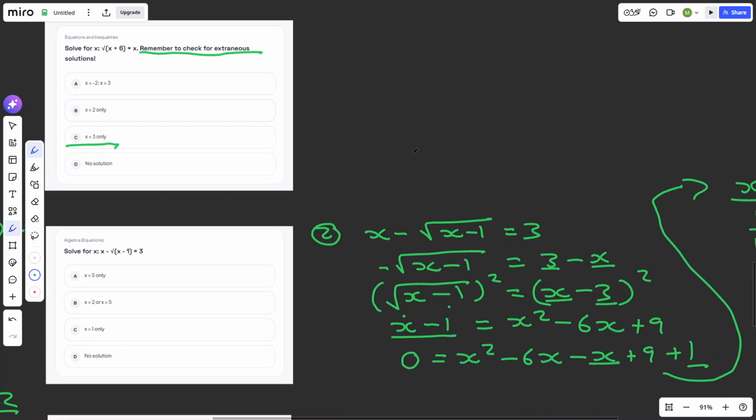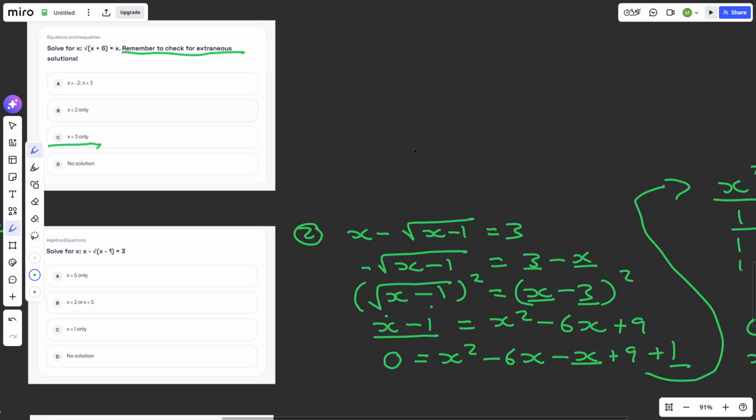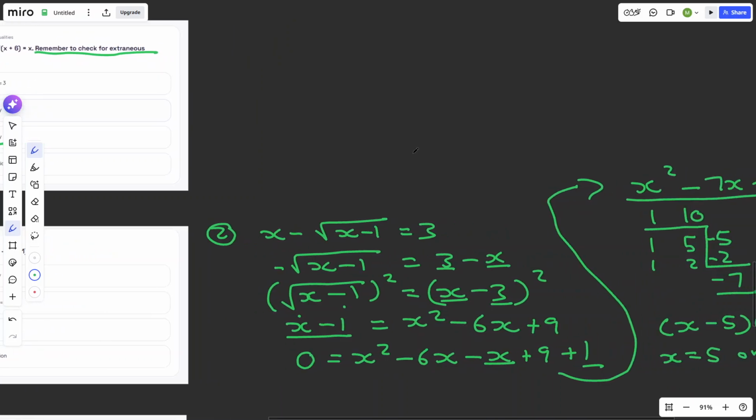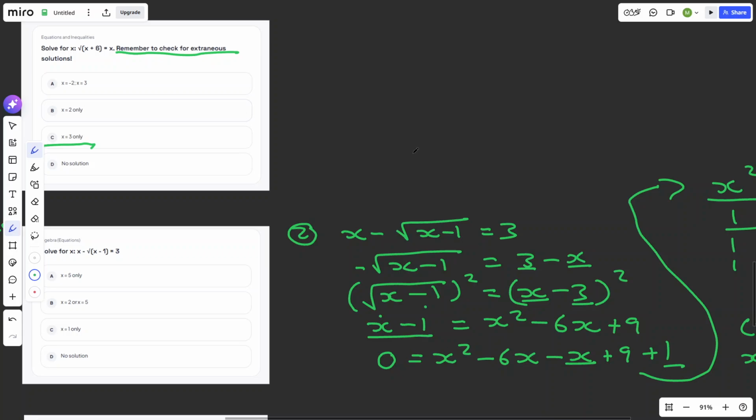Okay, but I'll leave it up to you to try and test out, right, if these two solutions are correct. Because we can see there is a square root involved, so there might be something fishy going on.